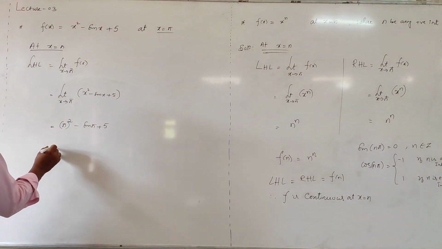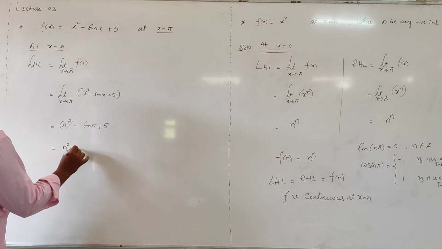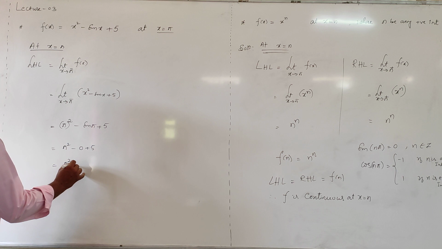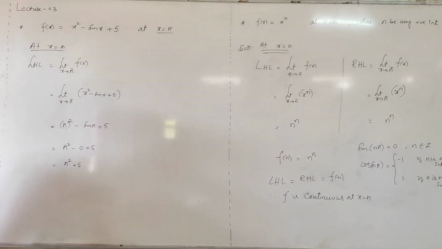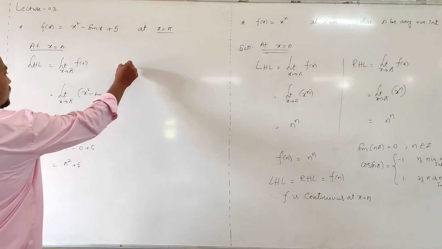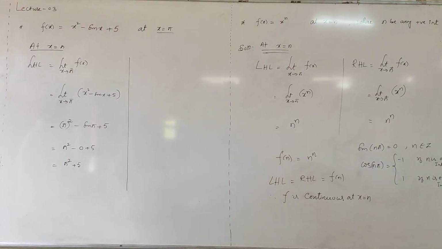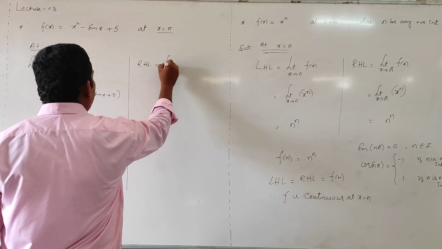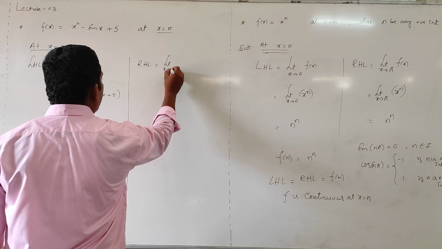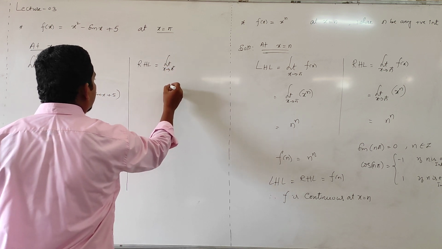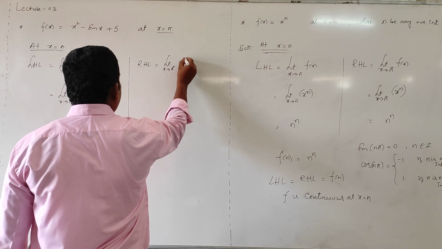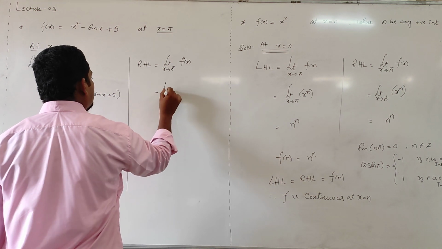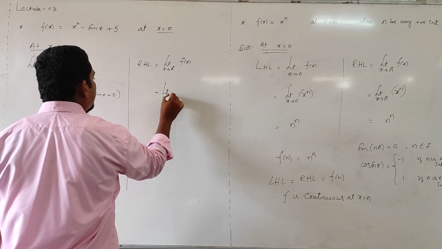Then sin pi value is 0, so pi square minus 0 plus 5 is equal to pi square plus 5. This is our left hand limit value. Then evaluate right hand limit value, RHL. What is right hand limit? x tending to pi plus. In the first step write in general the function f of x, limit x tending to pi plus.